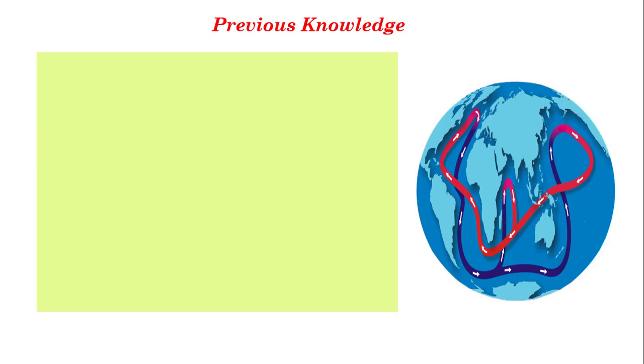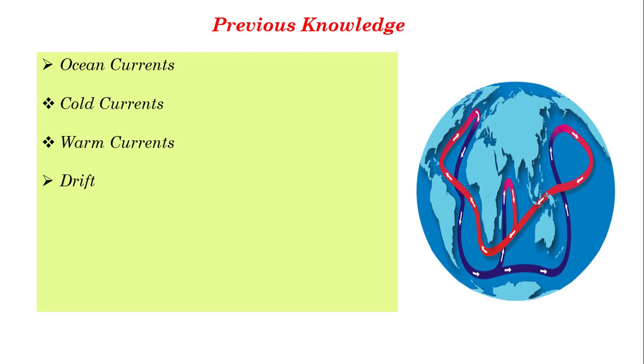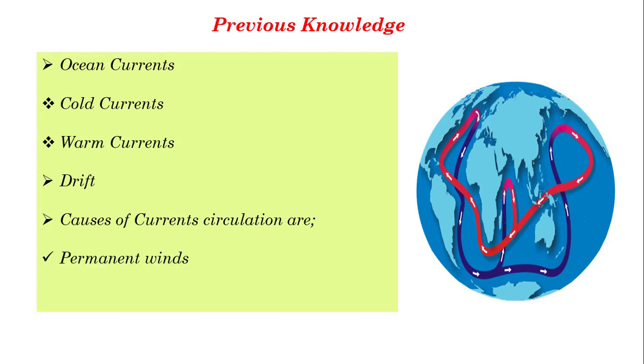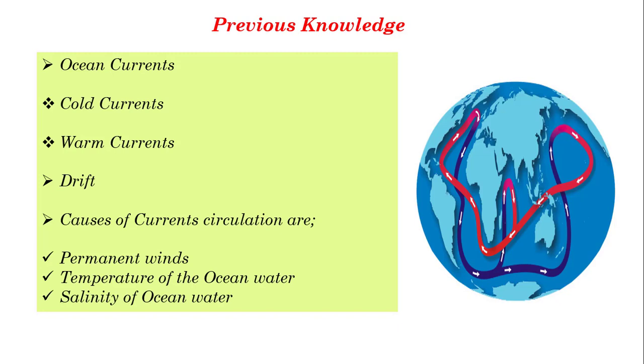Dear students, before we move on to our today's lesson, let's review our previous lesson. In our previous lesson, we have learnt that when the ocean water moves permanently in a specific direction, it is called ocean currents. On the basis of the temperature, the ocean currents have been divided into cold currents and warm currents. A large current forming by joining of two currents is called drift. And the causes of currents circulation are permanent winds, temperature of the ocean water, and the salinity of ocean water.